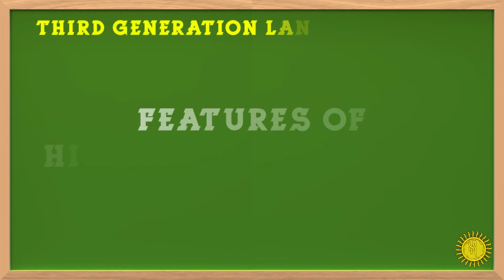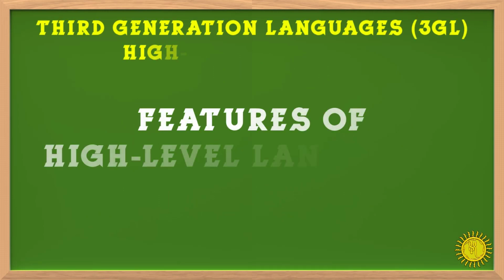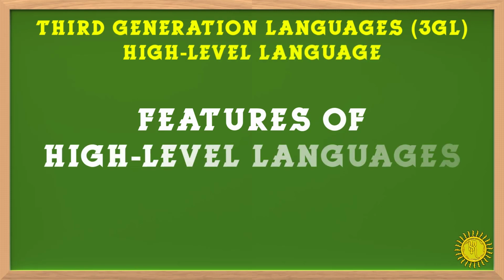Now, what are the features of high-level language? It is user-friendly. Anybody can use this. It uses English words and mathematical operators which make it easy to understand. It is not dependent on machine. So these are the features of high-level language.